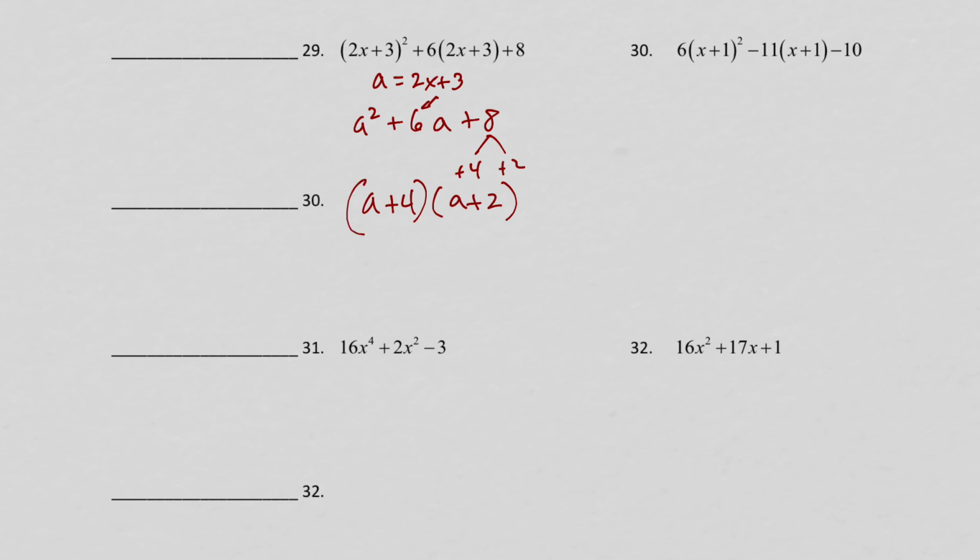The problem is our original problem doesn't have a, so now I have to resubstitute this a with 2x plus 3. So what I've got is 2x plus 3 plus that 4 times my a, which is 2x plus 3 plus that 2. And I'll simplify this and get 2x plus 7. And I'll simplify this and get 2x plus 5.